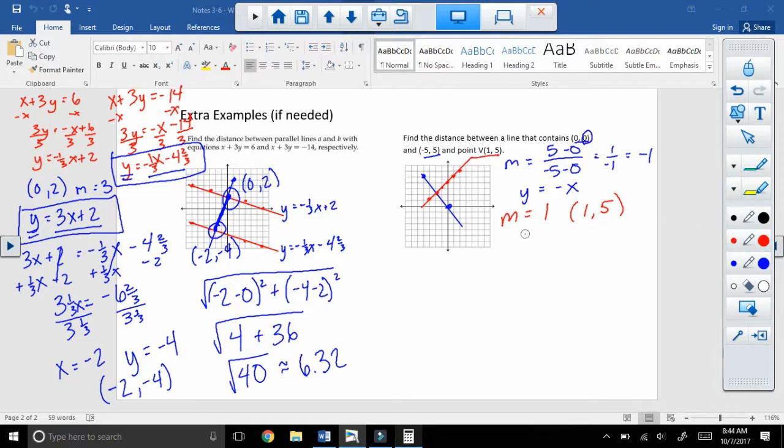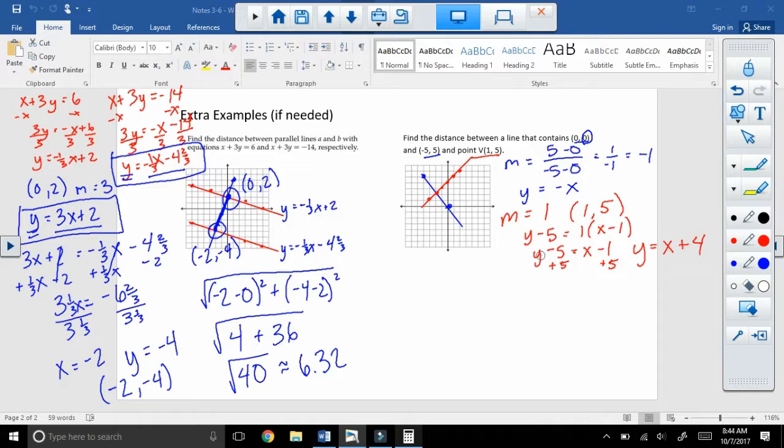You can use point slope form. Y minus the y value equals the slope times x minus the x value. So y minus 5 equals x minus 1, and adding that 5 over. That red line has an equation of y equals x plus 4. And you can tell that by this graph, that y-intercept is 4. Just wanted to show you the math behind it.